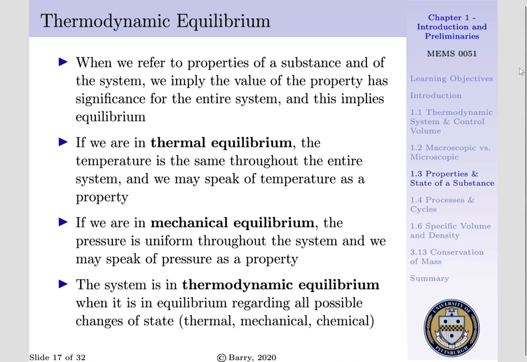If we are in thermal equilibrium, the temperature is the same throughout our entire system, and therefore we can speak of temperature as a property. If we are in mechanical equilibrium, the pressure is uniform throughout our system, and therefore pressure is a property. The system is in thermodynamic equilibrium when it is in equilibrium regarding all possible changes of state: thermal, mechanical, and chemical.